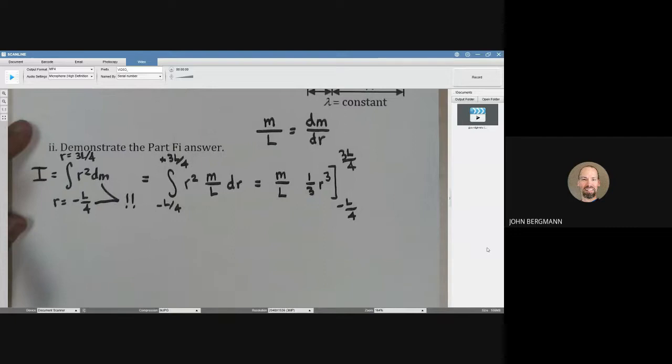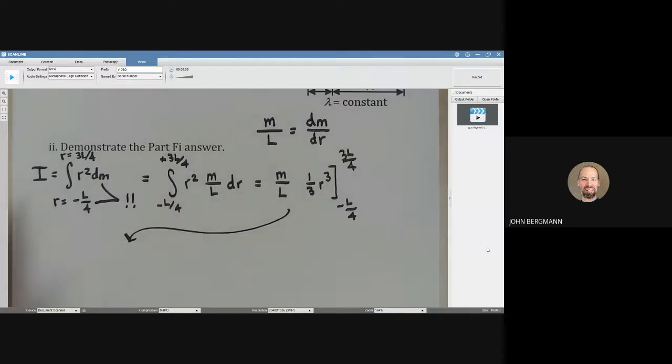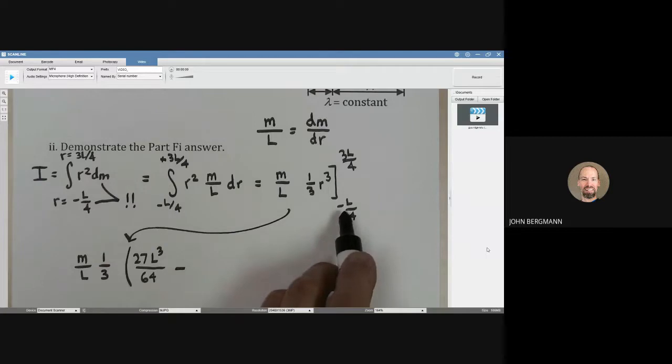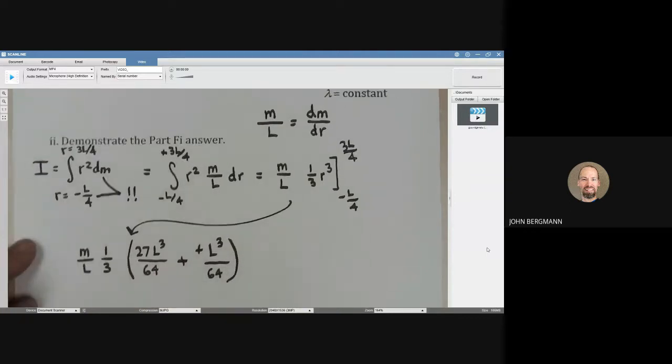So what do we get when we do that work? Let's continue right over there. Let's keep our m over L. I'm going to keep the 1/3 out there for a second. When we cube 3L over 4, that's going to give us 27L to the third over 64. Minus, let's cube this thing. That's going to be, if we cube that, we're going to get negative L cubed over 64. Those then give us an essential plus. This looks to me to be 28/64.